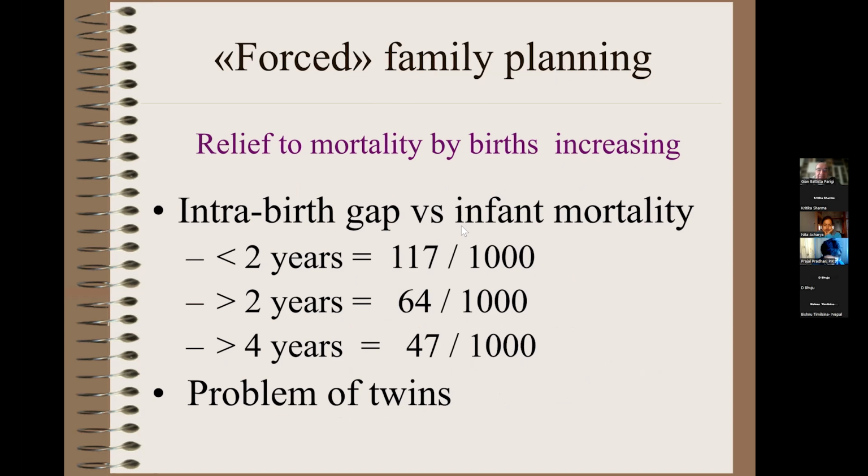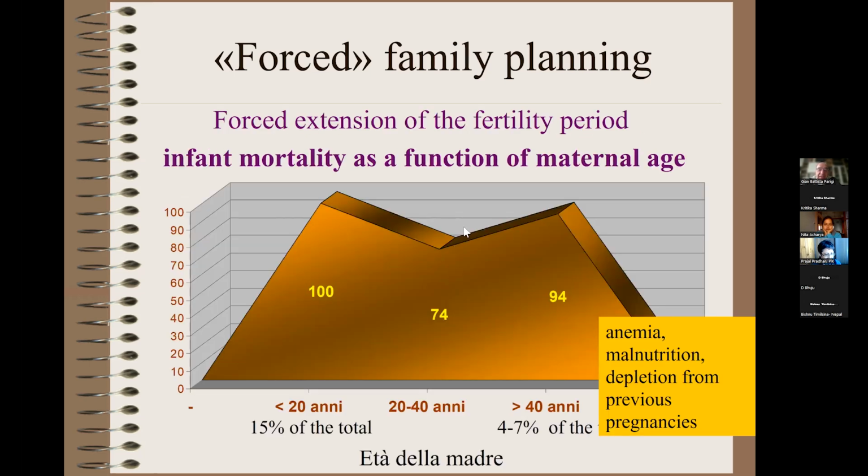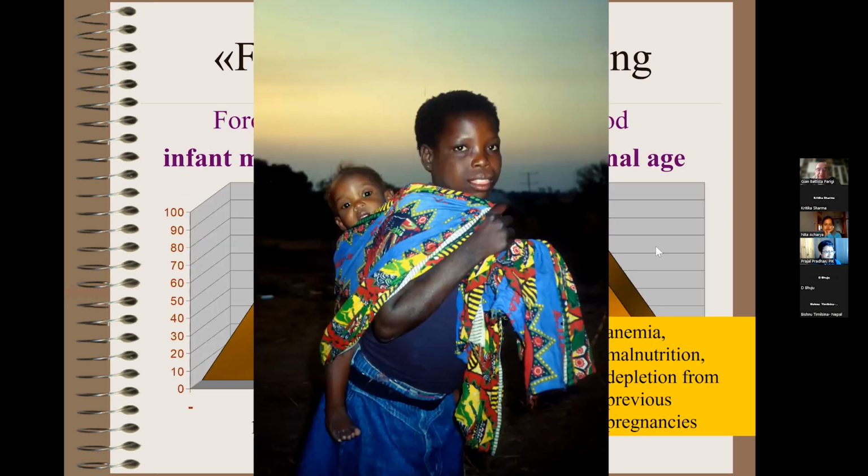As for intergenerational mortality, if 2 children are born less than 2 years one from the other, their mortality is much, much higher than if the difference in years between the first and second child is higher than 4 years. And this is unfortunately a vicious circle. Let's go on. And when you have in Africa, these are my mothers in Africa, 15, 16 years of age.